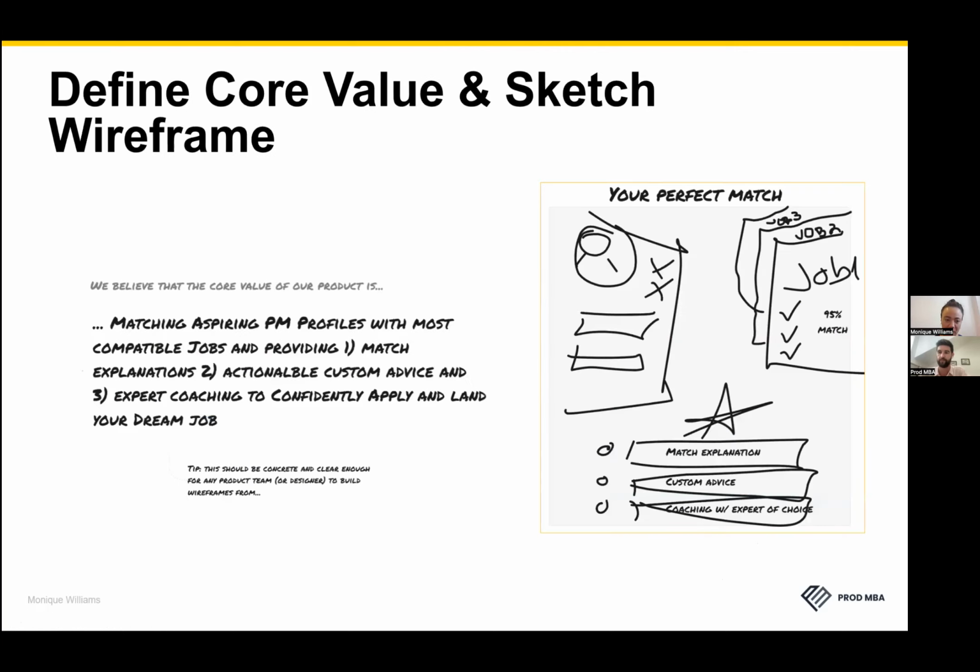So you can define your core value in one precise sentence and then sketch that as a wireframe. In my case here, it would be matching aspiring pre-em profiles, you can see here, with the most compatible jobs, right? You see how great of a match this is, and then providing your match explanation, your actionable custom advice, and that expert coaching to confidently apply and land your dream job.